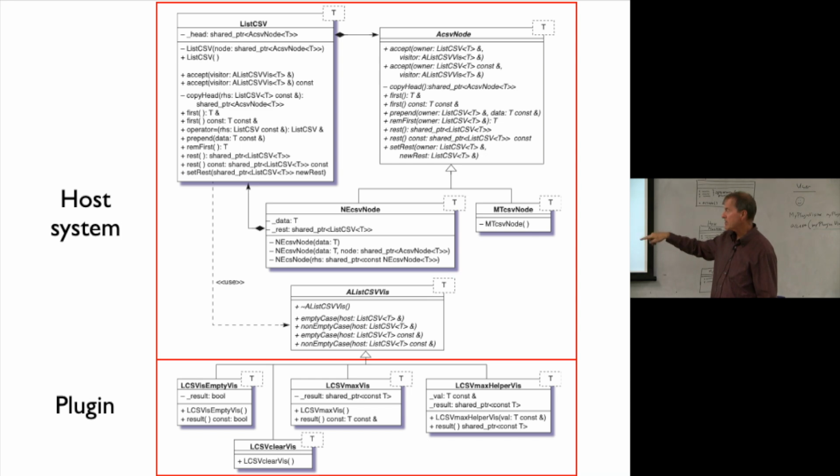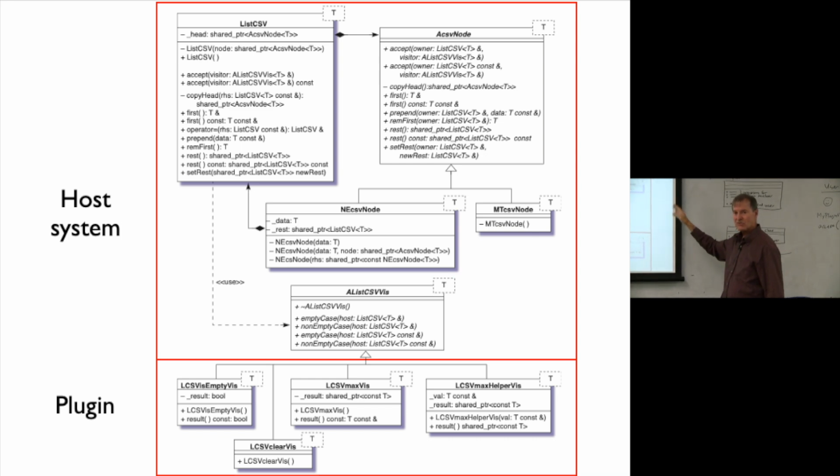And now let me hasten to say that in that list CSV, those methods, first and operator gets and remove first and rest, all those are exactly identical to the list CS project. Do you see what I mean? Those are just the same. So there's nothing different there. All right? Okay, and furthermore, the ACSV, that's exactly the same. Non-empty CSV, that's exactly the same. Empty CSV, that's exactly the same. All right, so there's nothing new there.